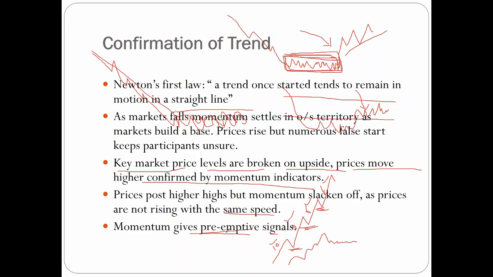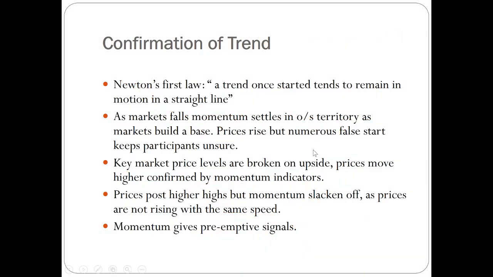So it gives us a pre-emptive signal that the trend that is in place may change or may remain sideways for some time before moving up again. So this is a very important and very good signal that momentum indicators give us, right?